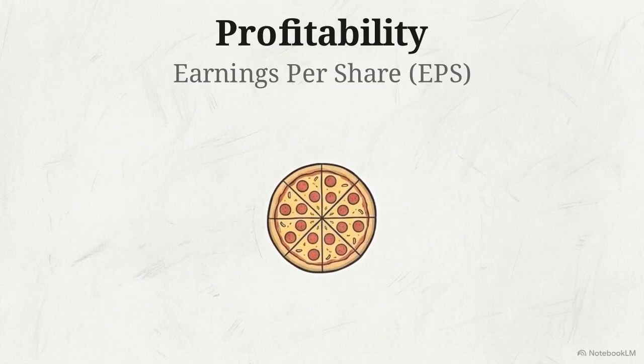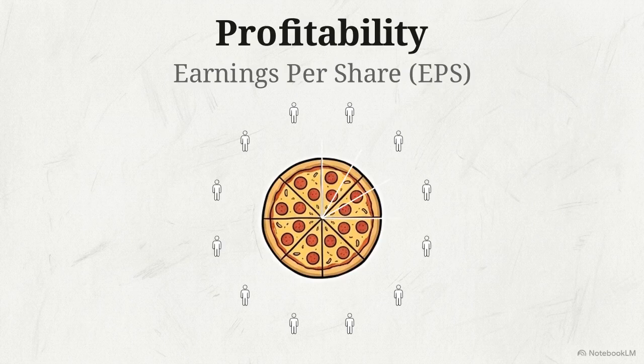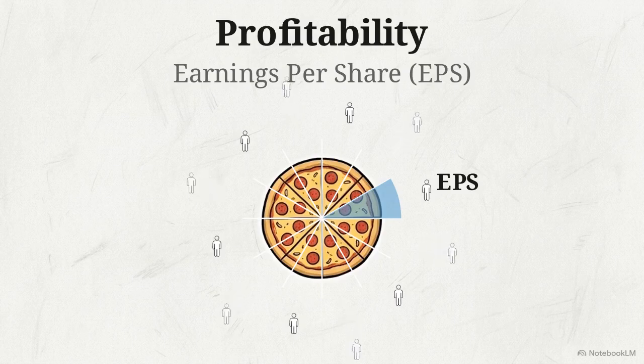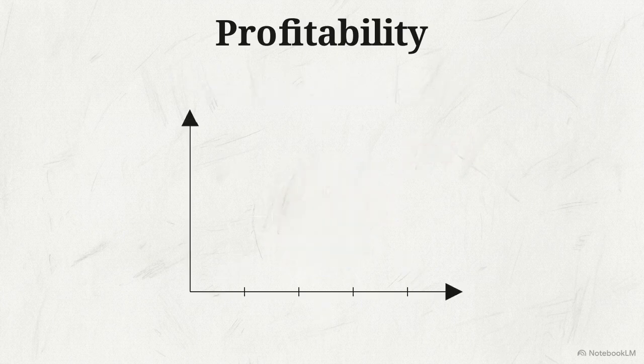If this entire pizza represents the total net profit of Alpha Corp, the stick figures standing around it are the outstanding shares. EPS tells us the exact size of the profit slice that belongs to one single share. Notice what happens to the math. If Alpha Corp buys back its own stock and reduces the total number of shares, the same amount of total profit is divided among fewer people. Each remaining slice gets larger, driving the EPS higher. A growing EPS points to expanding earnings and better business performance.